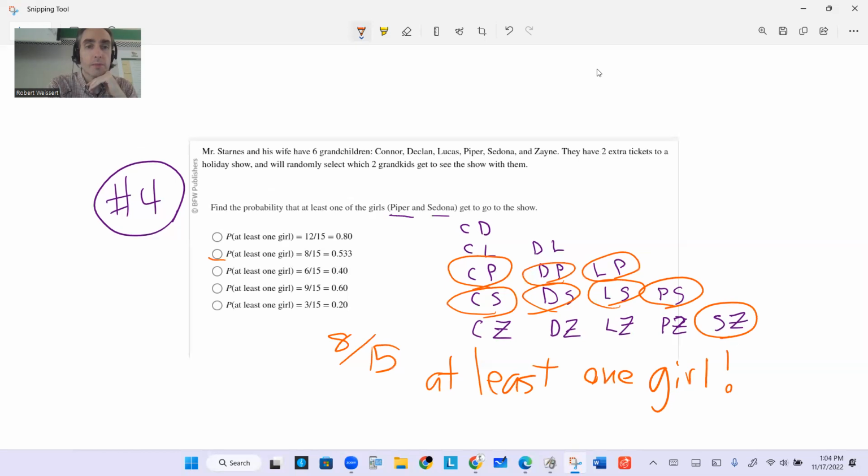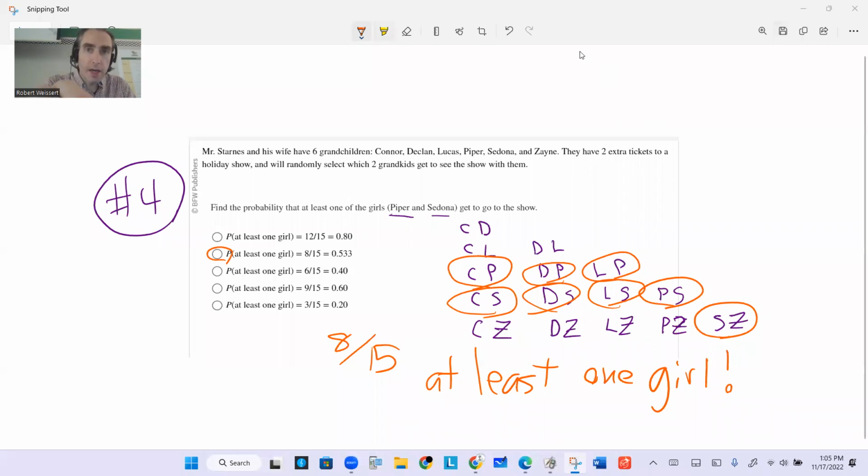So that's going to be this one. And I led you astray. I missed one. Oh my goodness. Piper, right there, right in front of you. There's a Piper there. So that's actually going to be 9 out of the 15. Oh my goodness, I almost got the wrong one. So there you go, 9 out of the 15 have at least one girl. Whew.